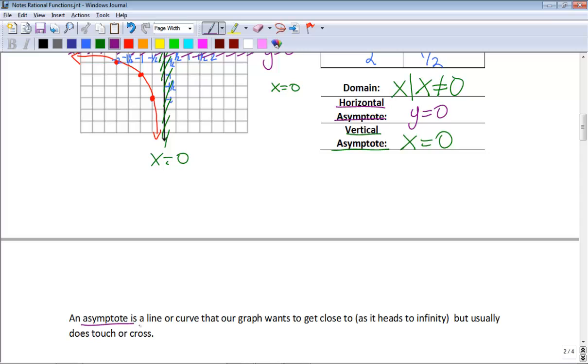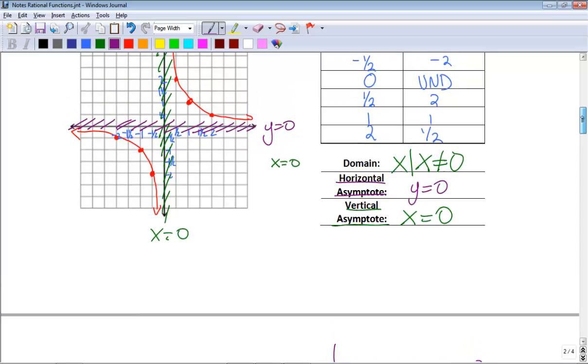So an asymptote is a line or a curve that your graph wants to get close to. It really wants to get close to that line, and that's going to be as it heads to infinity, or actually as it heads to 0. But usually your graph can't touch or cross it. I'm going to talk about why in the next video.